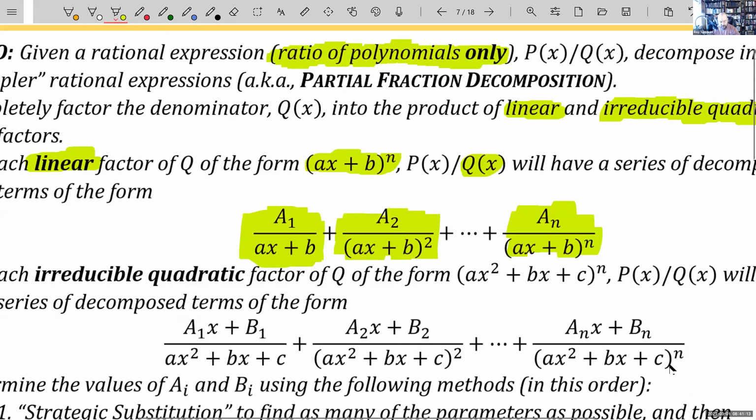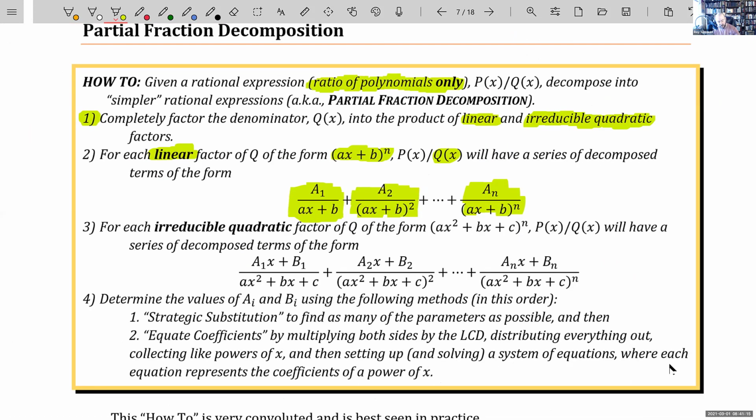And same thing for each irreducible quadratic, actually. So for each irreducible quadratic factor of our denominator, which has the form ax squared plus bx plus c to the nth, you'll have a series of fractions that look like ax plus b over ax squared plus bx plus c, and then a different linear factor in the numerator over that irreducible quadratic squared, all the way until you get to n of them if you have the nth power in your denominator.